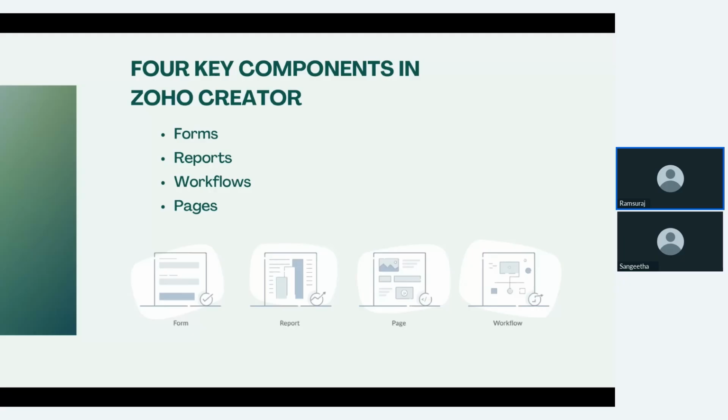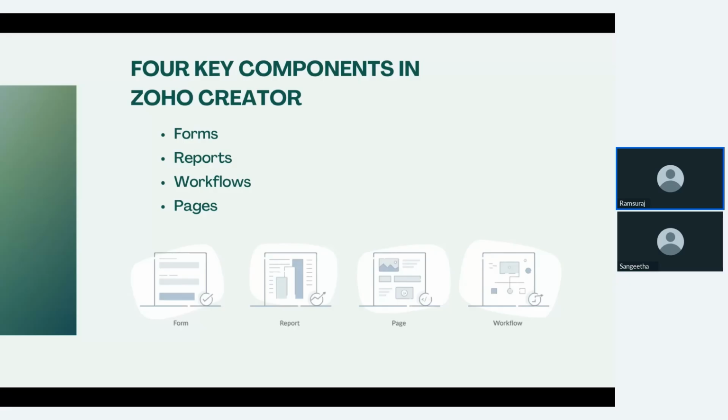Getting onto the reports. Reports generally have the data which we filled in through the form. Reports help you turn raw data into meaningful insights through tables, charts, calendars, and Kanban views. So you can make the report into different types of views, and you can also filter, group, and sort data, making it easier for users to interact with and analyze real-time information.